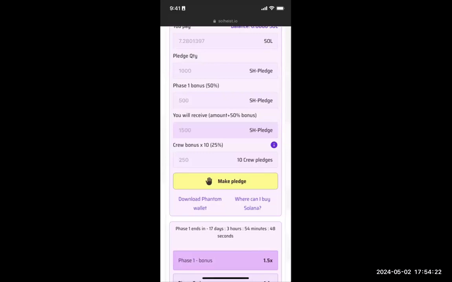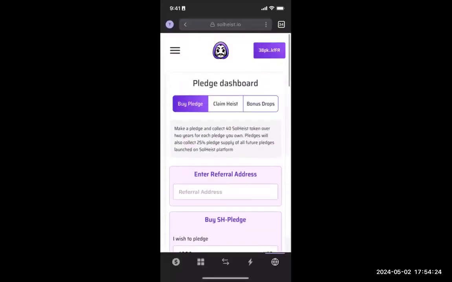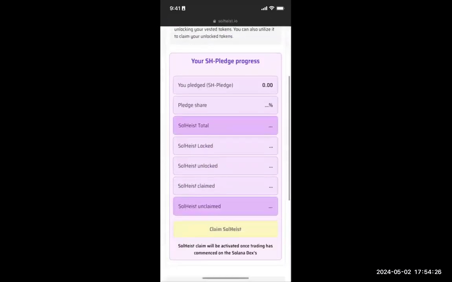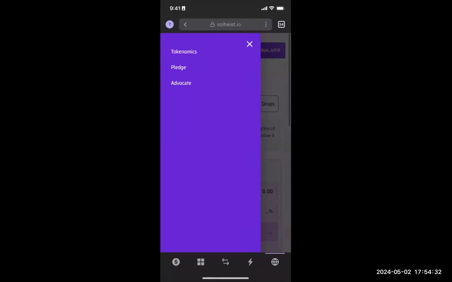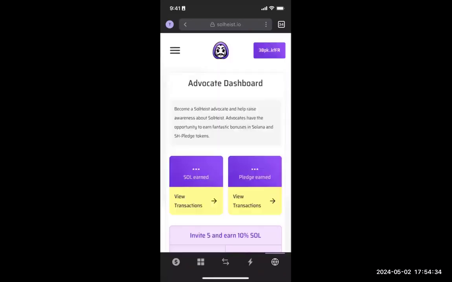Now, how do you know when you're done? You want to click on Claim Heist, and when you see your pledge showing up here, you're good. The other thing you can do is click on Advocate, and when you have an advocate link, it also shows that you're done. Okay.